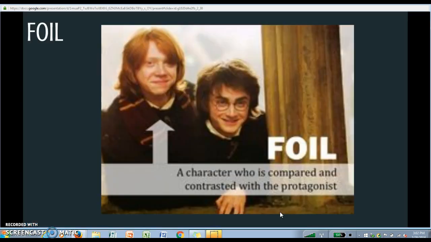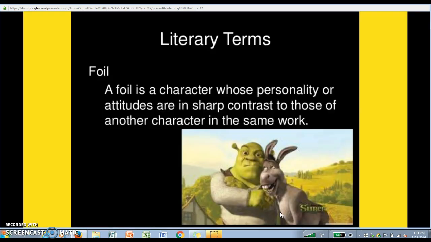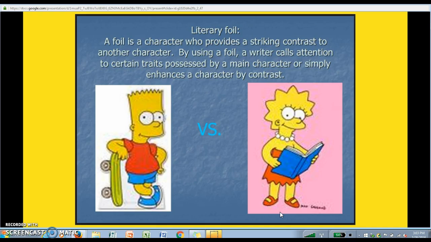So for our last term, let's talk about foils. A foil is a character who is compared and contrasted with the protagonist. And there are so many great foils that we can think of, including Ron and Harry, Spock and Kirk, Shrek and Donkey, even in The Simpsons, Bart and Lisa. So it is important to know that a foil is a character who provides a striking contrast to another character. By using a foil, a writer calls attention to certain traits possessed by a main character or simply enhances a character by contrast.